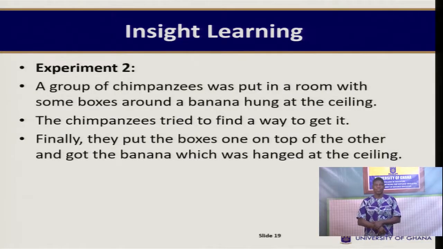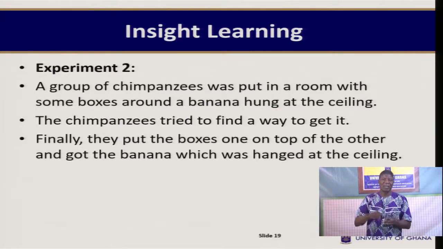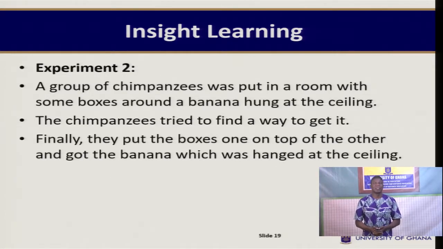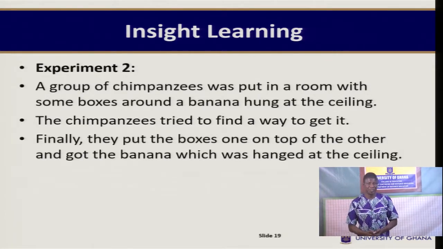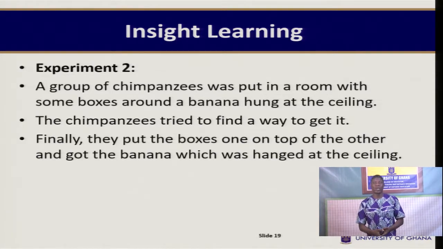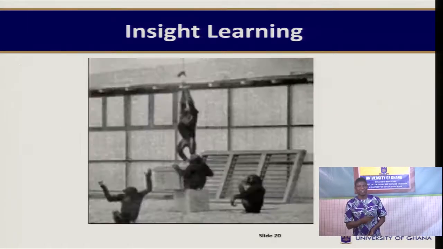In another experiment, a group of chimpanzees was put in a room with some boxes around, and there was a bunch of bananas hanging at the ceiling. They tried to get the bananas, but they couldn't. Finally, with the boxes, they put one on top of the other and got the bananas, which were hanging at the ceiling. So let's look at the pictures here.